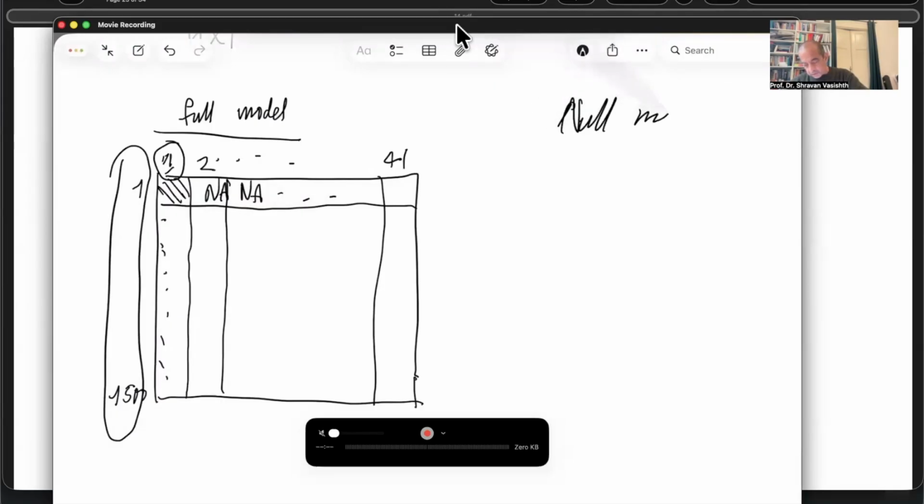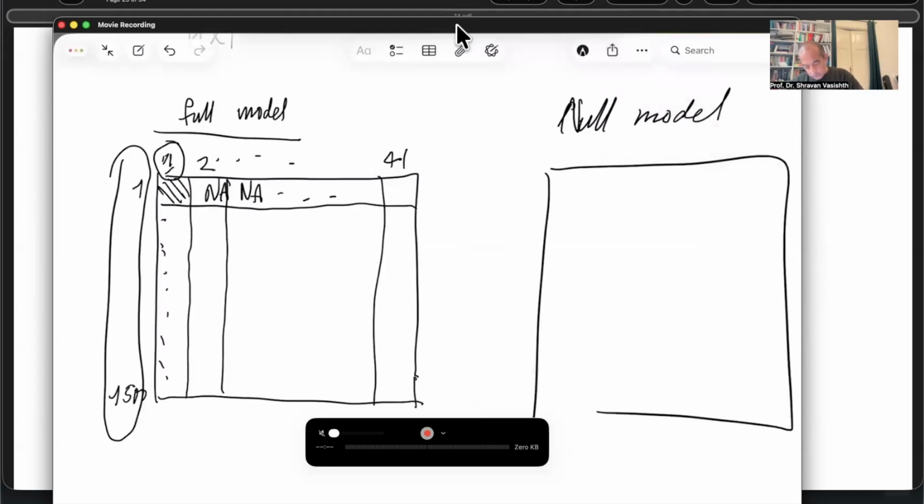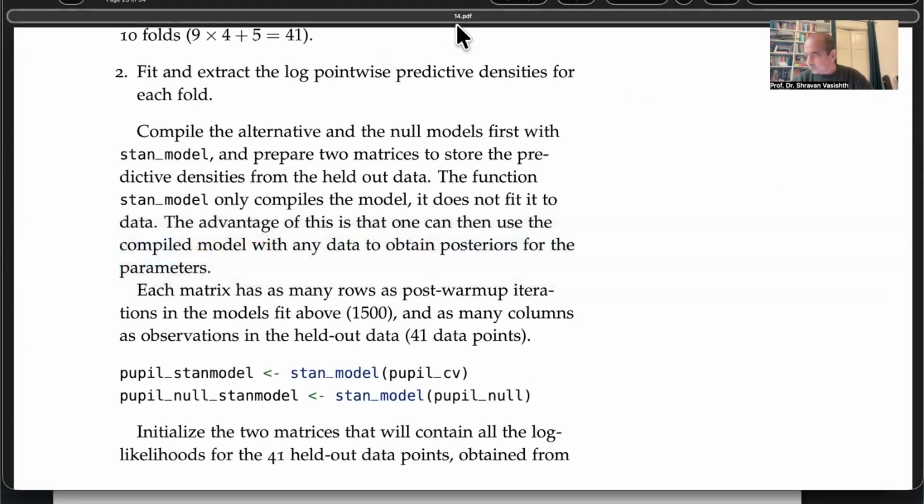For the null model, we're going to have a 1500 by 41 matrix filled with NAs. This is initialized now. We're going to run the for loop and we're going to fill in this matrix with the log likelihoods. Okay, so let's do that.